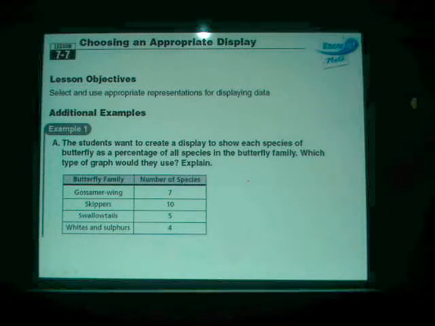This is a video presentation of Chapter 7, Section 7, entitled Choosing an Appropriate Display. Our objective here is to select and use appropriate representations for displaying data.